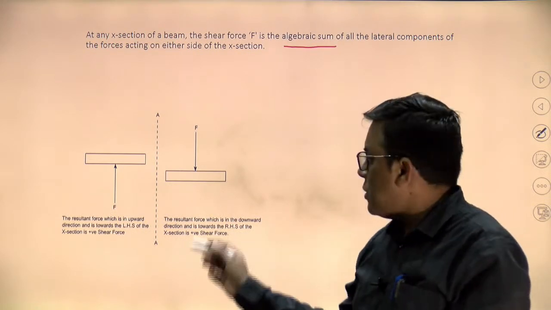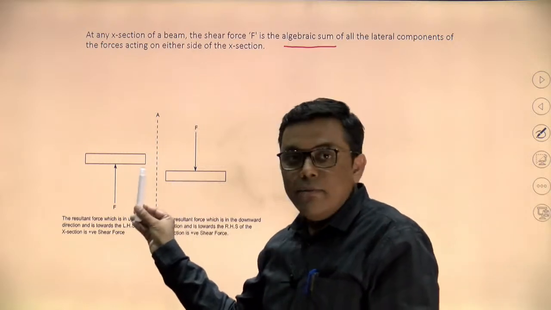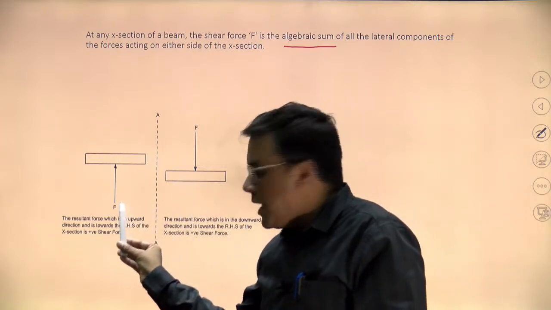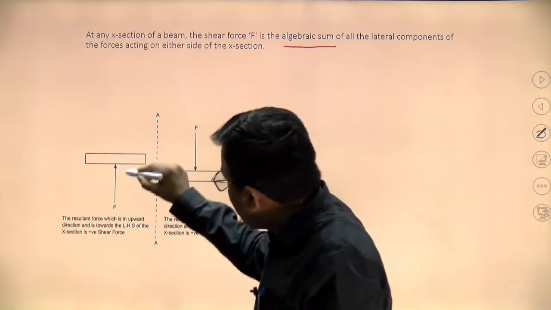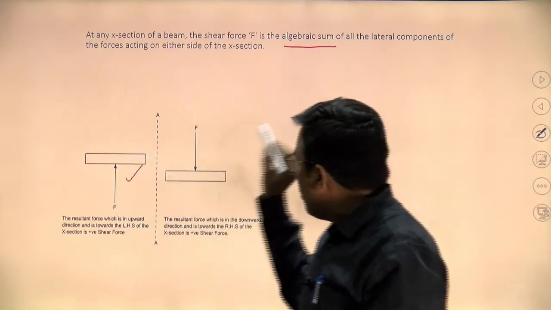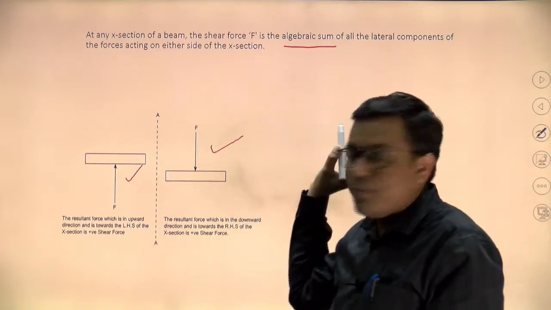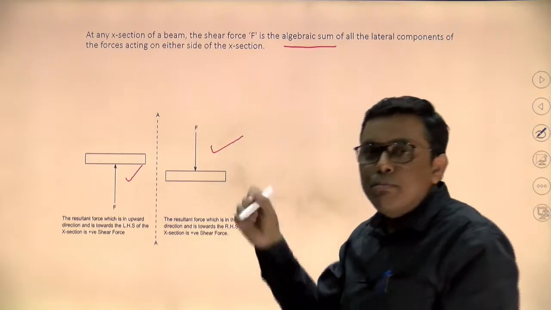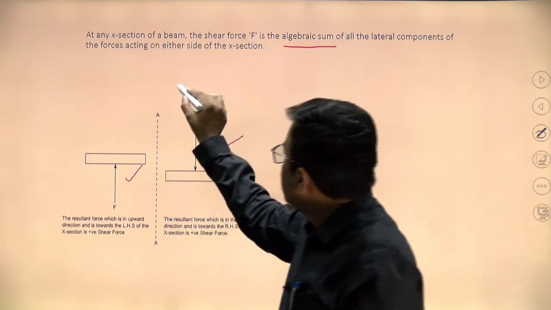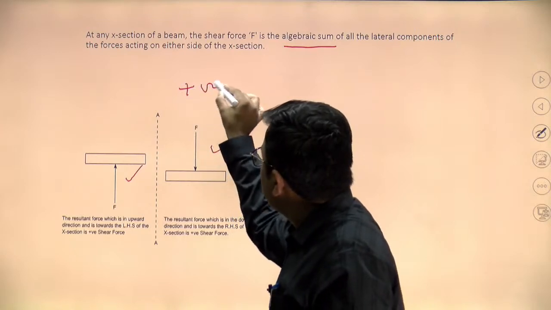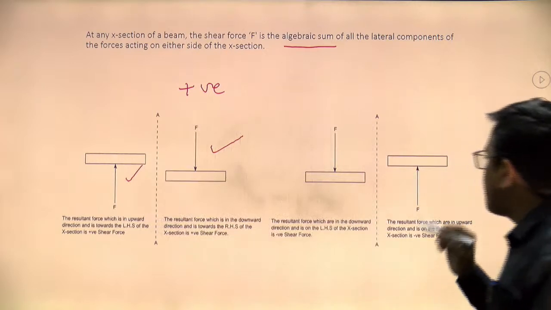In the last lecture also, I slightly covered this. If on the left side we find that the algebraic sum of all the forces is upward, or on the right side of the section plane the algebraic sum of all the forces is downward, both will produce the same effect. So both of these will be considered positive shear force. The vice versa is also true.